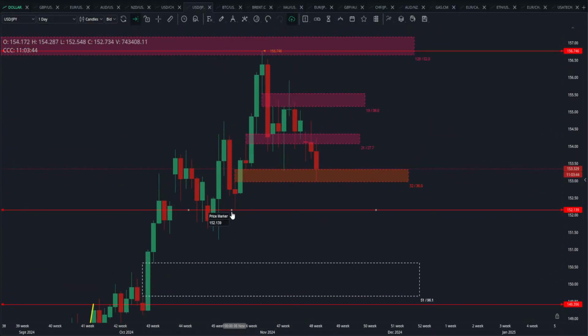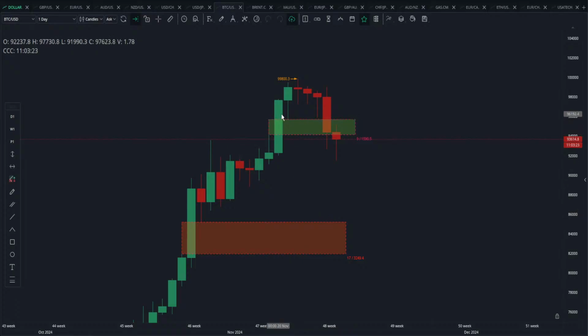Now for us to become sellers, the price has already dipped below this low, but I think this is the swing low. After this swing, the price is just consolidating. But if the price dips below 152.13, that will be a very bearish sign, and we'll start looking for selling opportunities in this one.